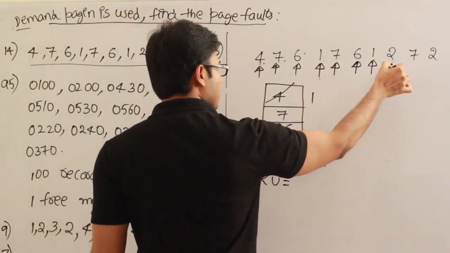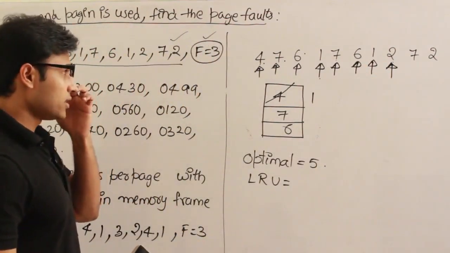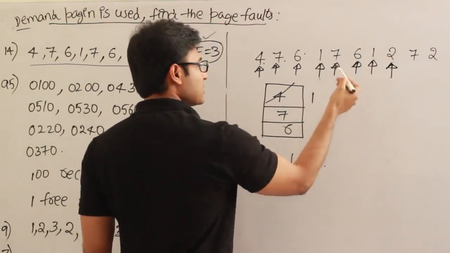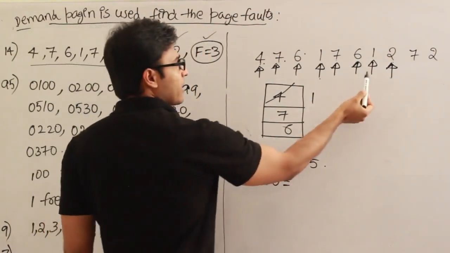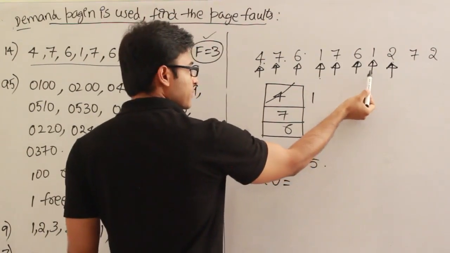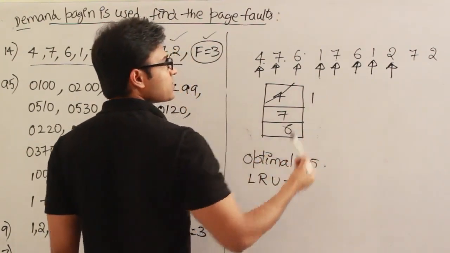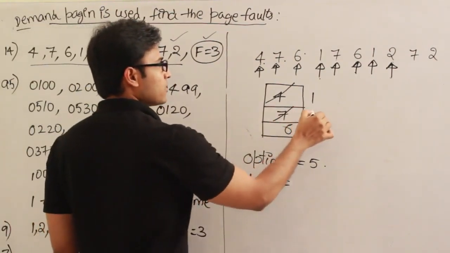Now 2 is not there. Therefore, to get 2, which one are you going to replace? Again, look at the past. If you are standing here, look at the past and see which one is least recently used. Here 1 is most recently used, second most recently used is 6, and 7 is the least recently used, isn't it? Therefore replace 7 and you get 2.